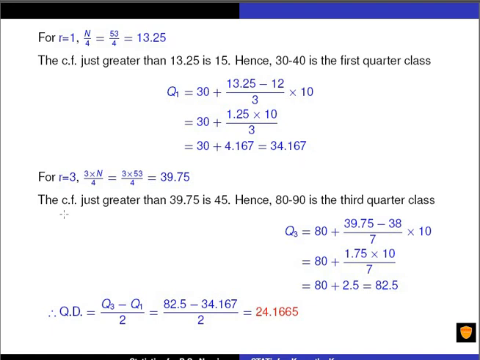After calculating we get 34.167. Okay, so similarly we calculate the third quartile. For the third quartile, r is equal to 3, so 3 into N by 4, which means 3 into 53 by 4, so 39.75. So now we look at the class which has the cumulative frequency just greater than 39.75.